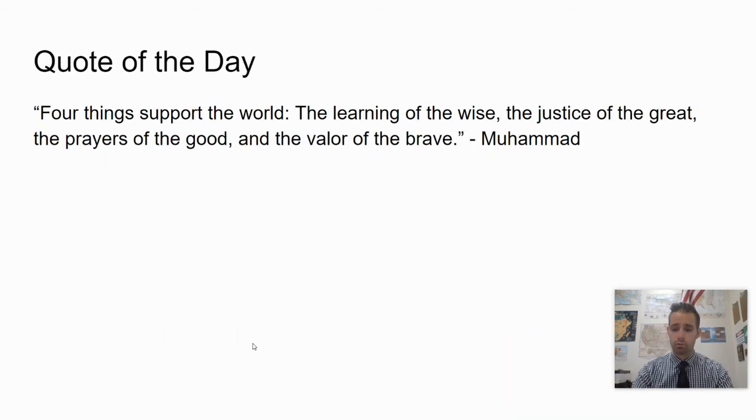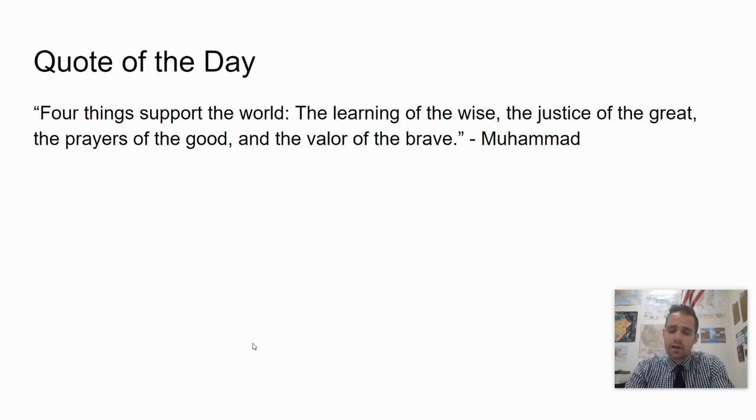We'll look at the quote of the day here first, and then we'll get to our essential questions. So the quote of the day is, "Four things support the world: the learning of the wise, justice of the great, the prayers of the good, and the valor of the brave." That was said by Muhammad, who is the founder of Islam or the Muslim faith.